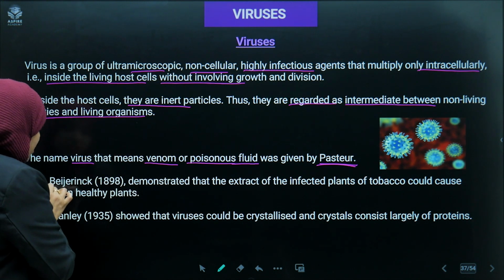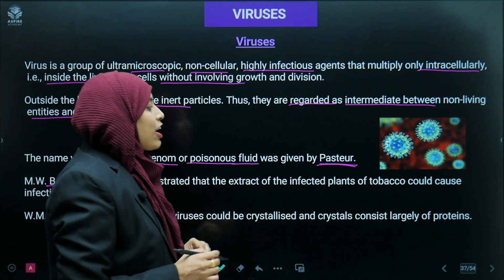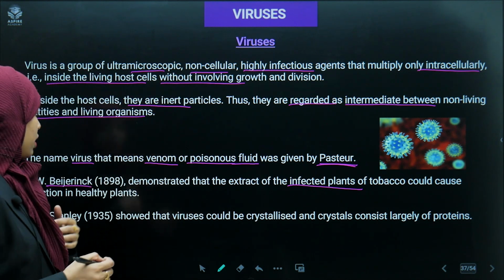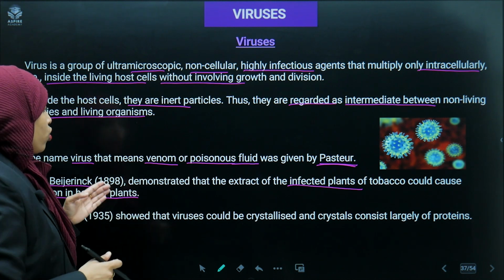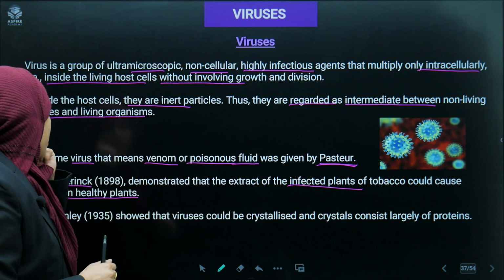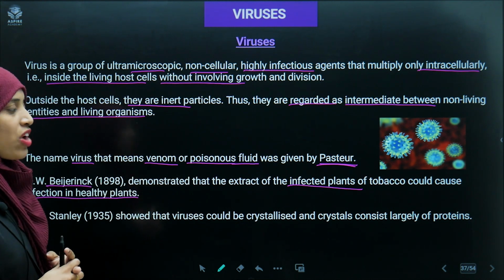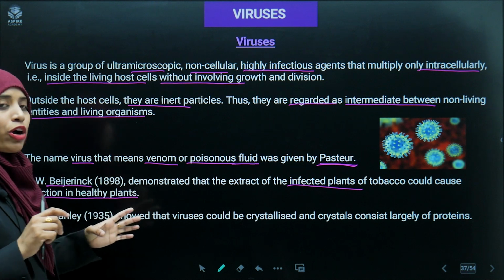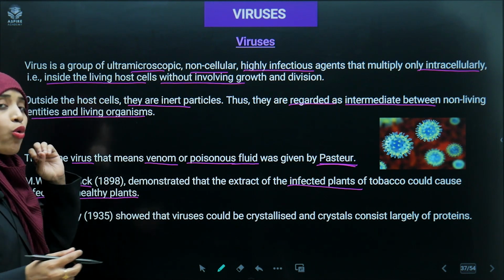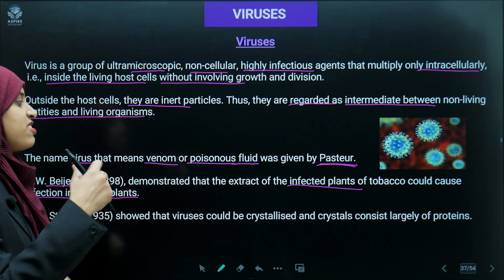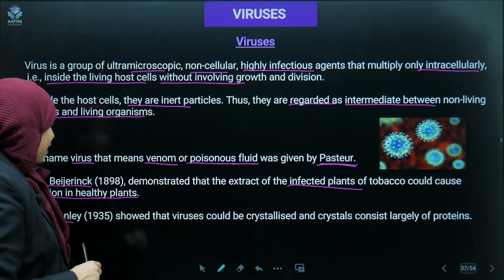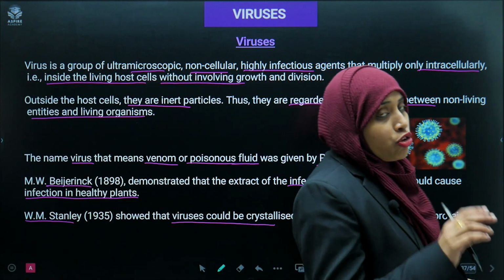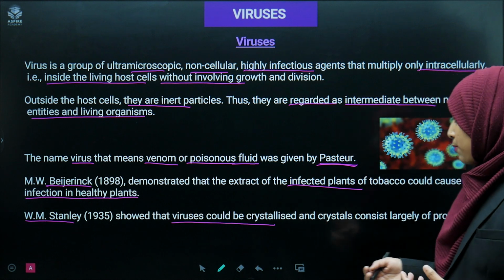Now, M.W. Beijerinck, okay, he demonstrated that the extract of the infected plant of tobacco, okay, tobacco plant जो कि affected है, so that are cause of the infections in the healthy plant. So he demonstrated that the extract of the infected plant of the tobacco could cause the disease in the healthy plant. Healthy tobacco plant में भी infection carry हो सकता है only because of the extract which has been taken from the diseased plant. Now W.M. Stanley shows that viruses could be crystallized, and crystal consists of large amount of protein. So viruses, they are made up of protein simply.